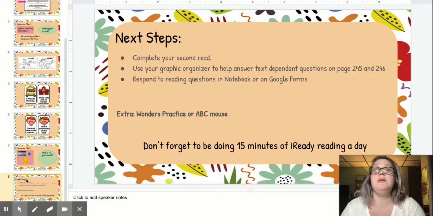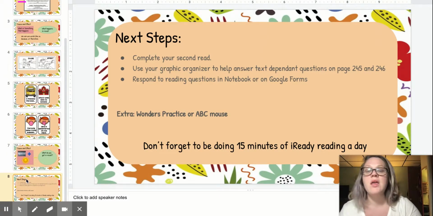Don't forget that you should be doing some Wonders practice, or there's extra practice on ABC Mouse. I have some things in your Wonders to-do list today for you to look at. And don't forget to be doing 15 minutes of iReady reading a day.